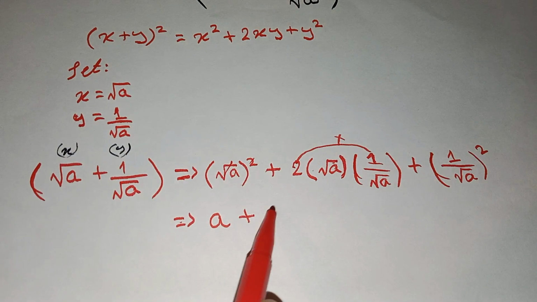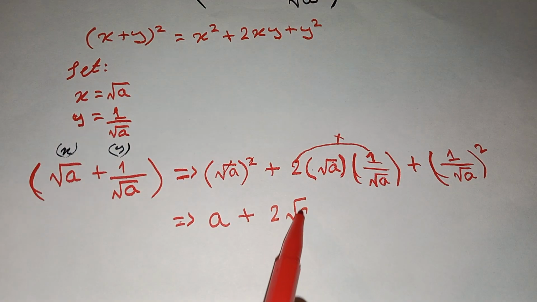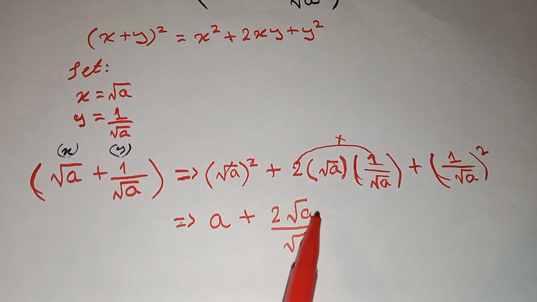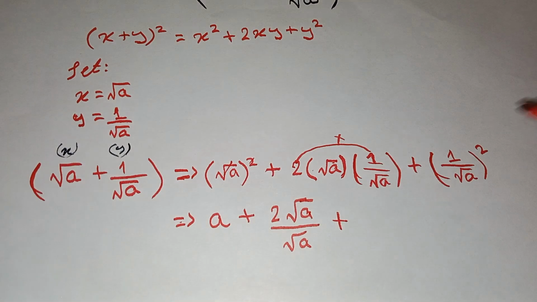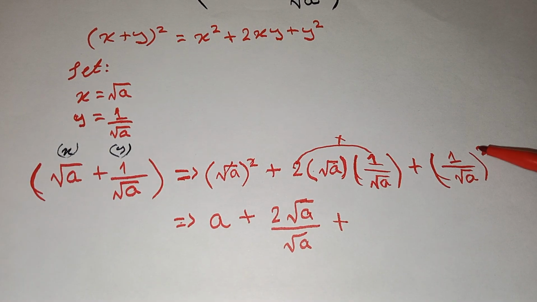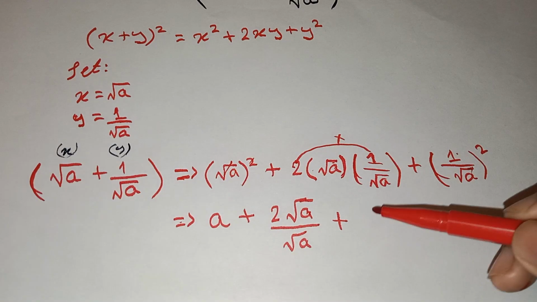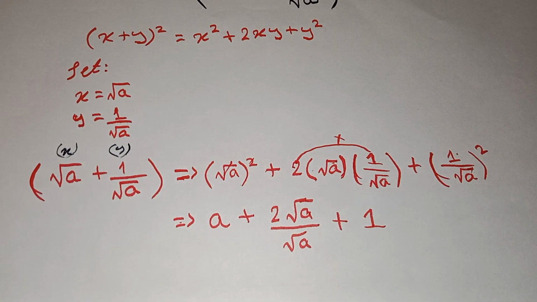Now I am writing 2 square root of a over a. Okay, now plus, move it further. 1 over square root of a. 1 squared, this square has a square root on 1 also, and on square root of a also. So 1 squared is equal to 1. So the square root will be cancelled by the square. So 1 will be there alone.